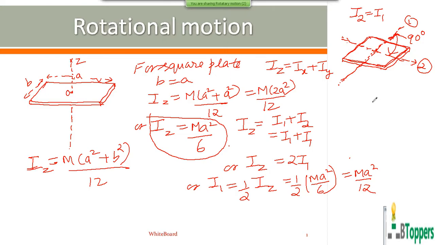So you can consider any two axes in the plane of the square plate. Suppose if you consider two axes in the plane of the square plate, I denote them as 3 and 4. The axis 3 coincides with one of the diagonals of the square plate, and the axis 4 coincides with the other diagonal of the square plate. The two diagonals of a square intersect each other at center of the square plate at right angles.